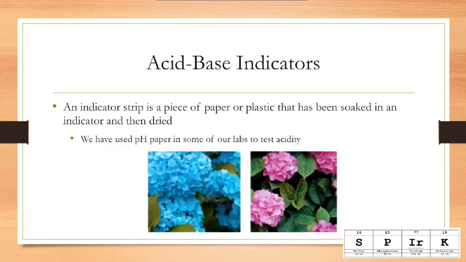So an indicator strip is a piece of paper or plastic that has been soaked in an indicator and then dried. And we've used pH papers in some of our labs before. We've dipped the blue pH paper in, and if it turns red, it's acidic, and vice versa for basic solutions. So below, we actually have some natural pH indicators. If you've ever seen these flowers out somewhere, they're called hydrangeas. And when they are grown in acidic soil, they have blue flowers. But when they are grown in basic soil, they have pink flowers. And that is just a naturally occurring acid-base indicator.